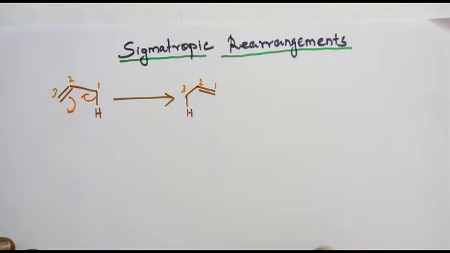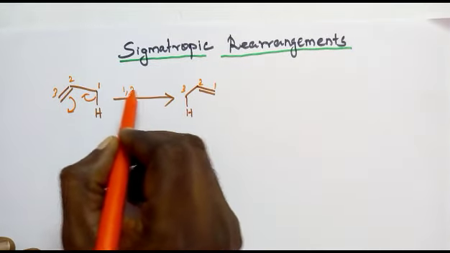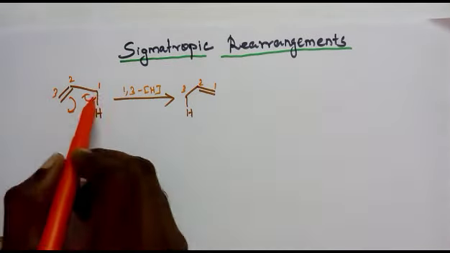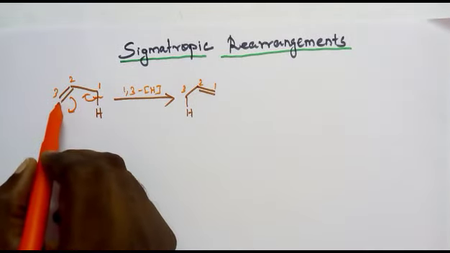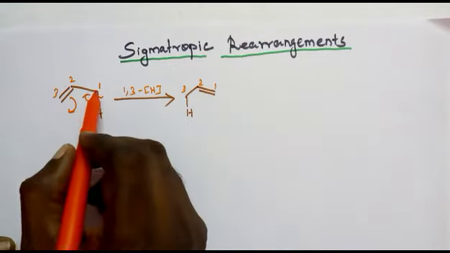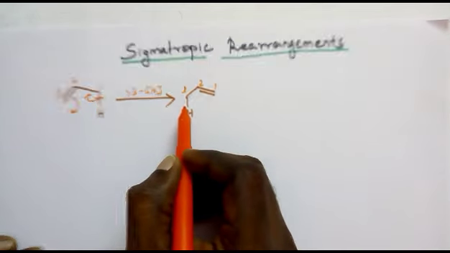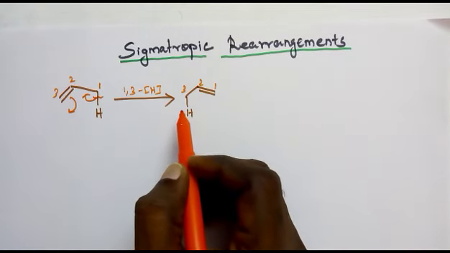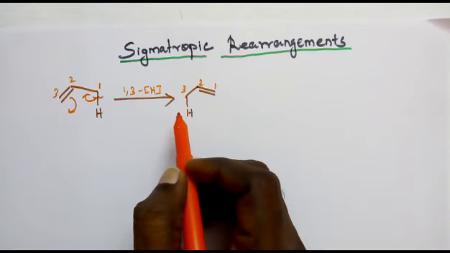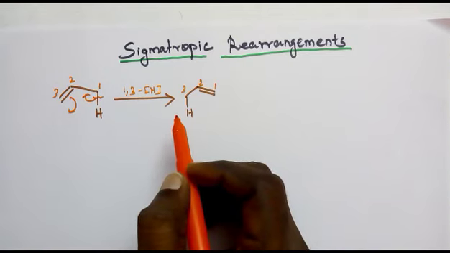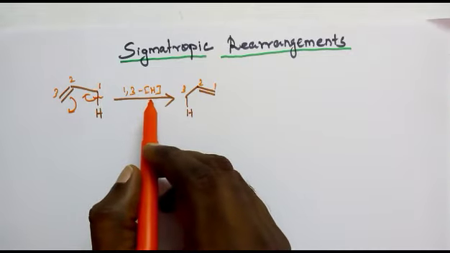So this is called a 1,3 hydrogen shift. Here the sigma bond breaks and a new bond forms here. The sigma bond at carbon number 1 breaks and at carbon number 3 a new sigma bond forms. That is why it is a sigmatropic rearrangement. The sigma bond travels, tropy means travel. It travels from the first carbon to the third carbon. As a result, hydrogen moves from 1 to 3, so it is called a 1,3 hydrogen shift.